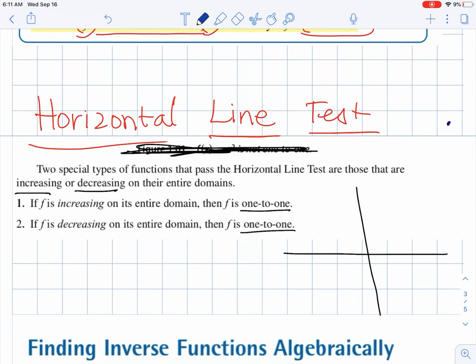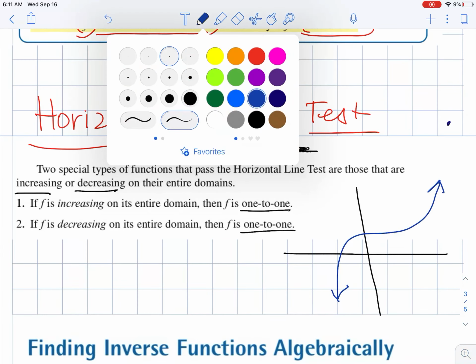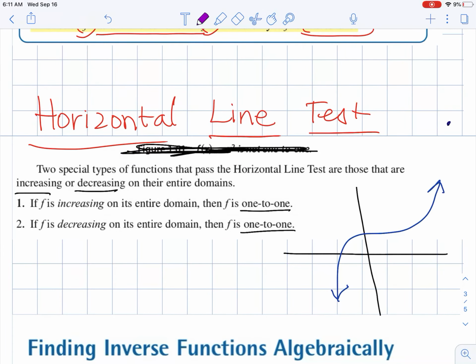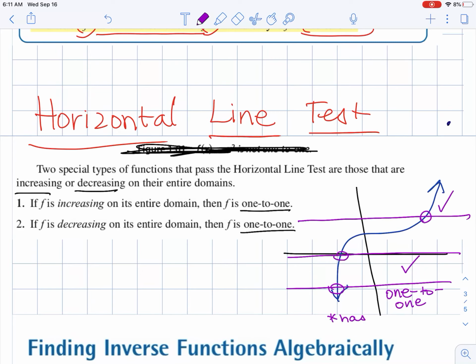Let's say you've got this function here. The horizontal line test is very similar to the vertical line test in that you literally graph one horizontal line, and if it only hits one time, it passes. Okay, and we can do this anywhere on the graph. If it only hits one time, it passes, which tells me that this function is one-to-one and that it has an inverse.